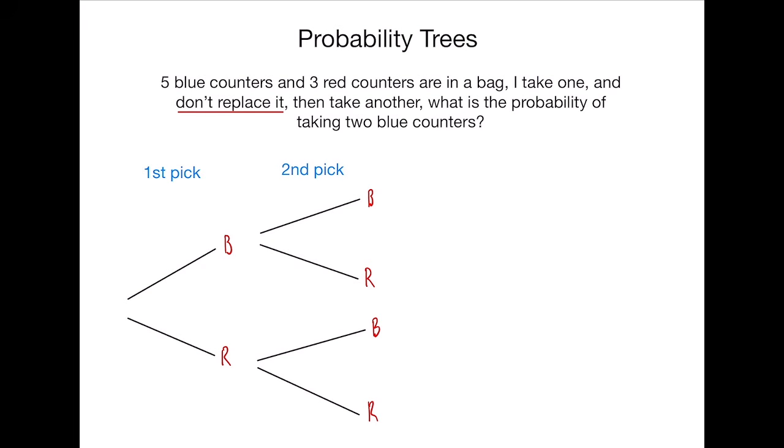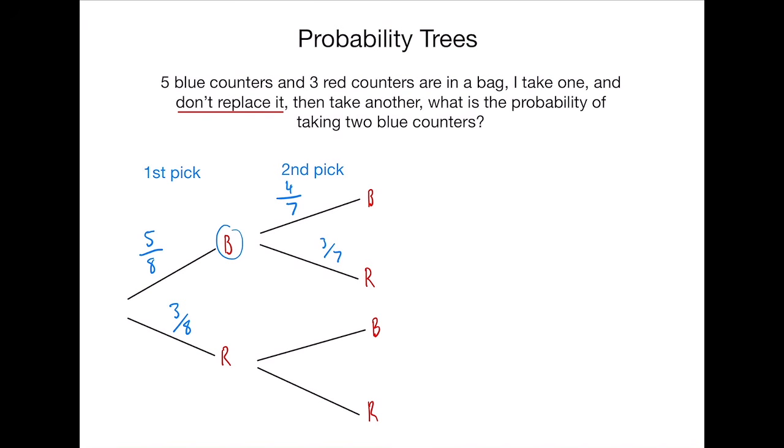So first of all, we have 8 counters in total, so our probability is going to be out of 8, for the first pick at least. So the probability of getting a blue one is going to be 5 out of 8, because there's 5 of them, and the red is going to be 3 out of 8. Now for my second pick, because I don't replace it, the total is now going to be 7, and because originally there was 5, assuming I've already taken a blue one, there is now going to be 4. And the red is just going to fill in the gap, so 3 out of 7, because there's still 3 left. We haven't taken a red one according to that pathway.